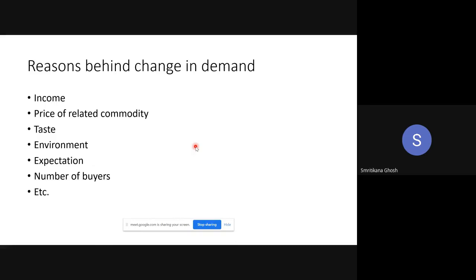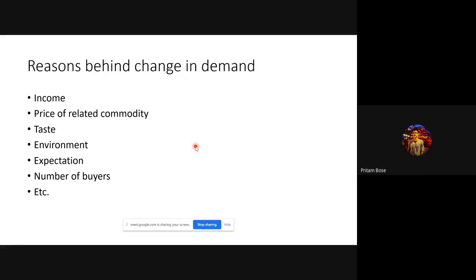So, okay, you are telling about the other reasons behind the change in demand. Anything else? Ma'am, social customs and festivals. Yes, yes, this is true. We are demanding a lot of candles in Diwali.